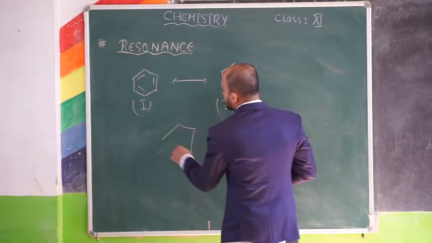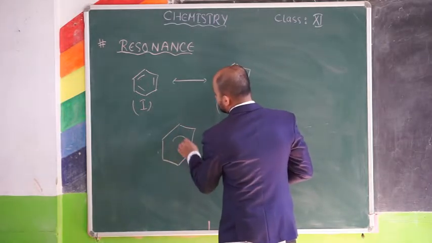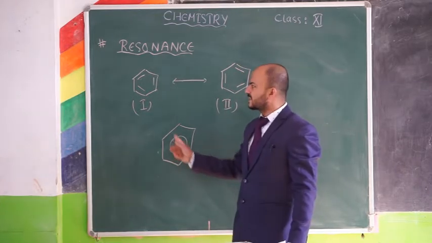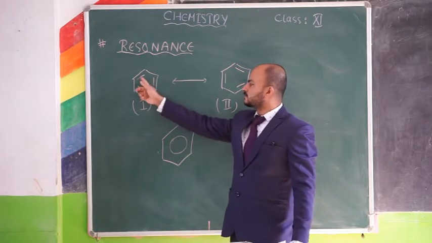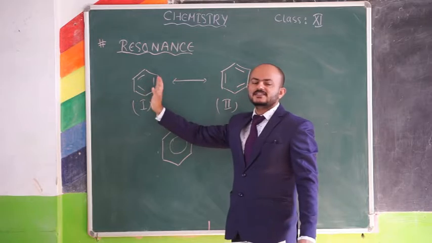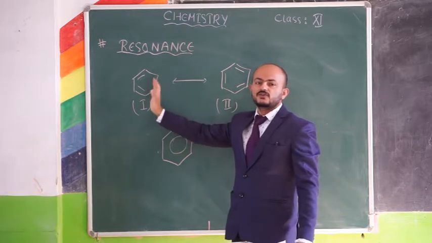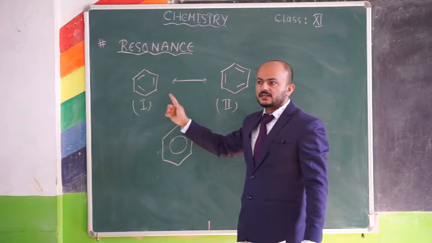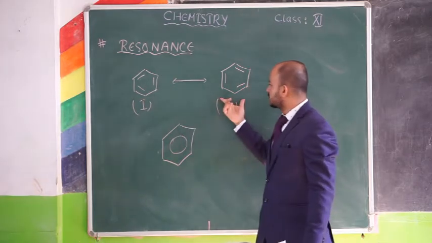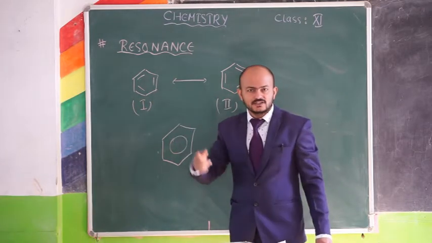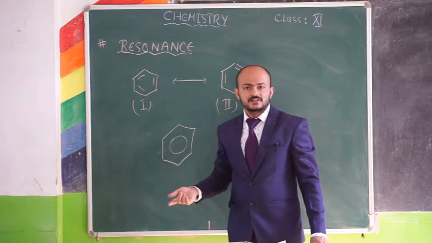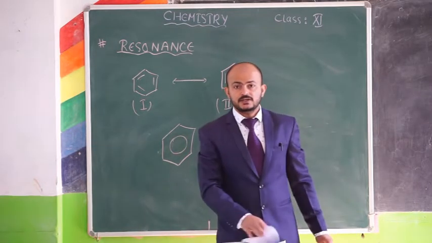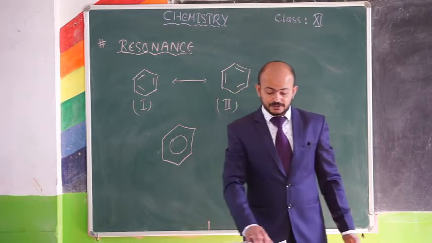The actual structure of benzene is this, which shows that these double bonds, these pi electrons, are not fixed. They are not localized in the benzene ring; they keep on resonating. Such structures are known as canonical structures or contributing structures, and this phenomenon is known as what? Resonance.